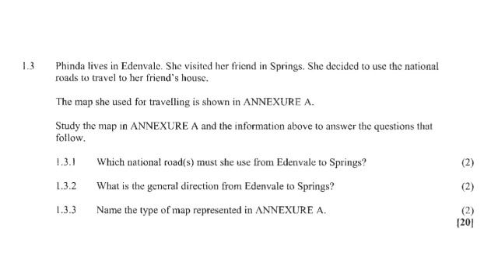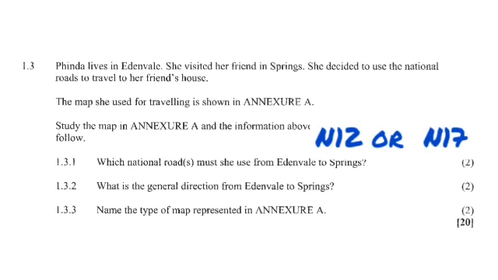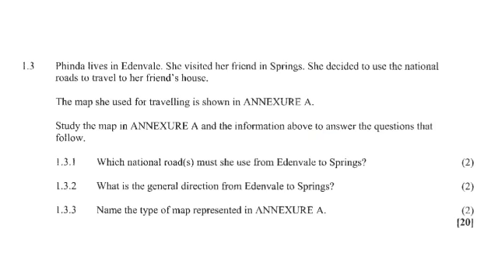So we are going to go to our Annexure A to look at, if I'm in Edenvale, how do I get to Springs? So you will see that where Edenvale is, the next national road next to it will be the N12, and Springs is next to the national road of the N17. So either one of those you can use as your answer for your 1.3.1, N12 or N17. They're not going to be strict on that because they didn't say give directions. They just said which national road or roads you have to use.